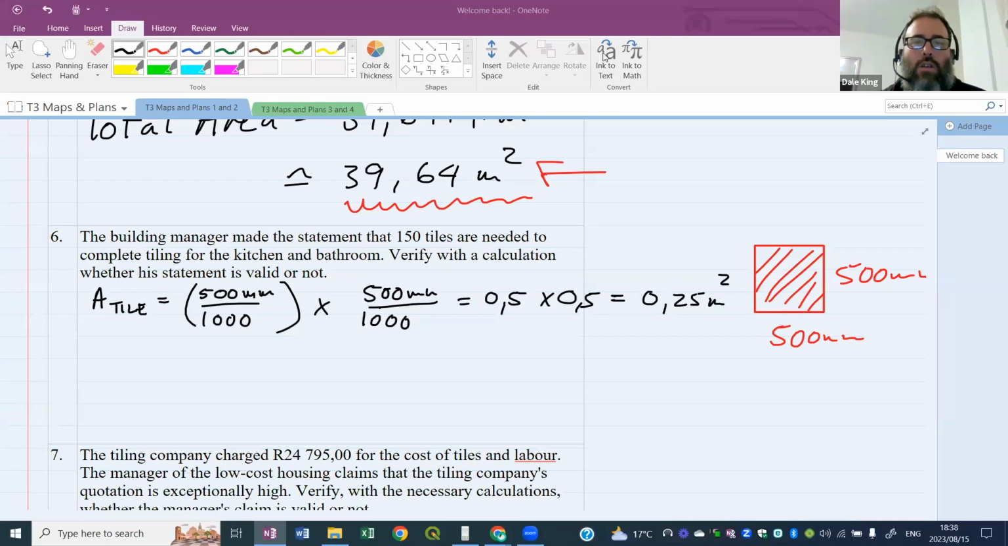That's good, because we need to compare the area of the kitchen and the area of the tile, and they both have to be in meters squared. You can't compare things if the units are not the same. So we've got to get the same units here, comparing apples with apples. So we changed the area of the tile to meters squared. It's only 0.25 meters squared. The kitchen area is 39.64 meters squared.